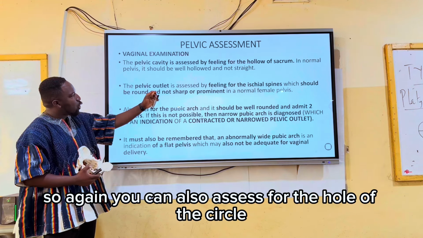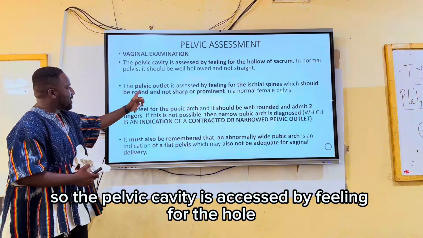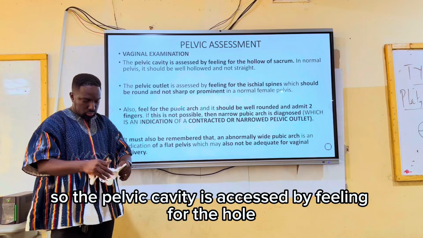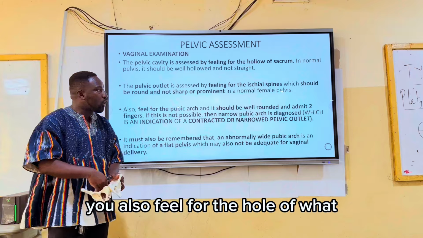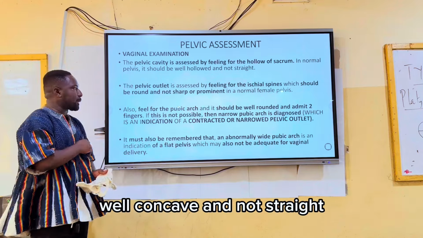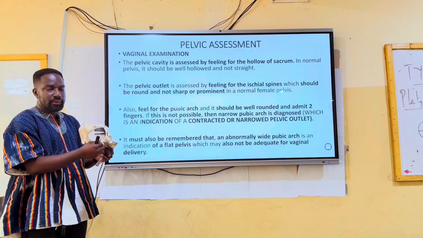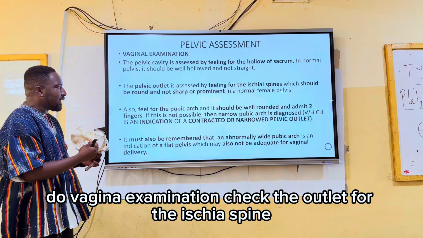So again, you can also assess for the hollow of the sacrum. The pelvic cavity is assessed by feeling for the hollow. You also feel for the hollow of the sacrum. It should be well concave and not straight. And then you also check the outlet for the ischial spines. During vaginal examination, you check the outlet for the ischial spine.